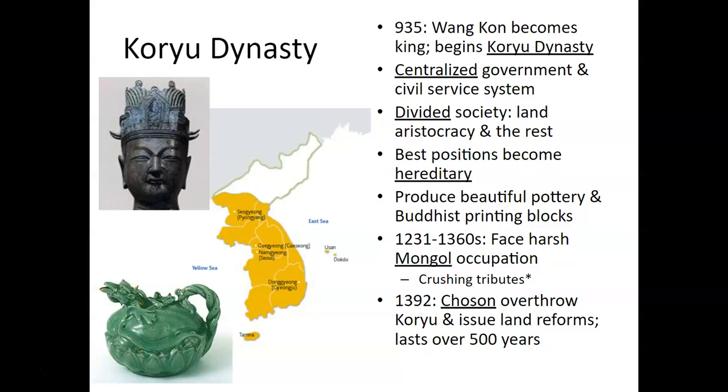And you see this actually throughout the history of Korea. They're crushed between whoever controls China, like in this instance, the Mongols or the Chinese themselves, and then later on in the history of Japan. So the Koryu are going to be overthrown by the Choson in 1392. The Choson are going to take control. This dynasty is going to last for over 500 years until the Japanese ultimately take control.